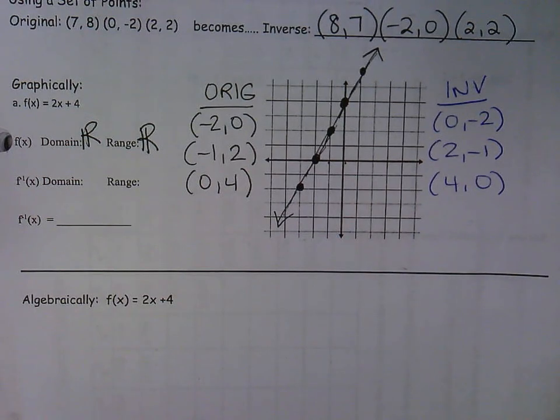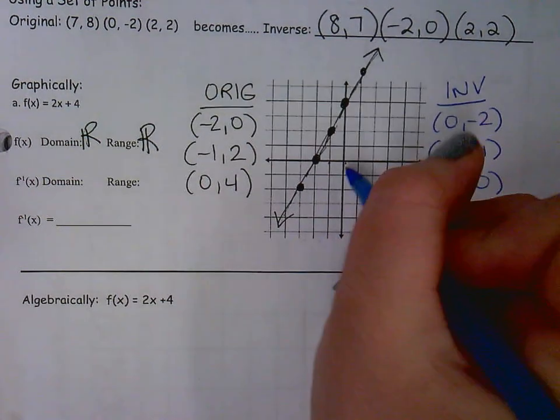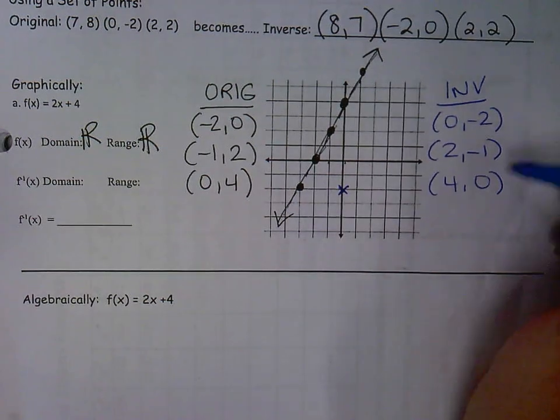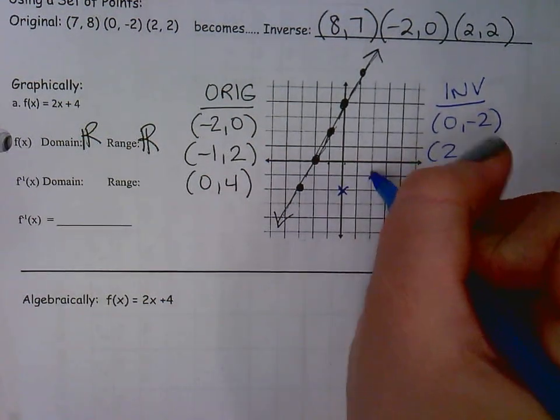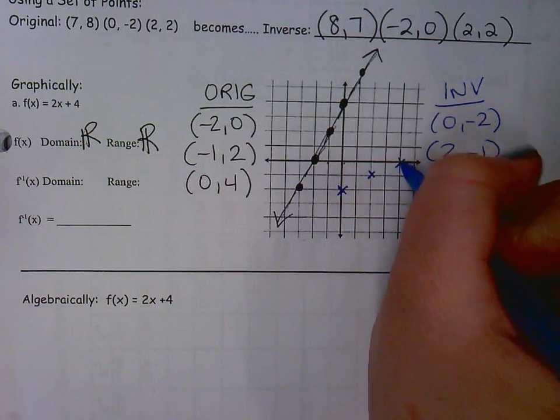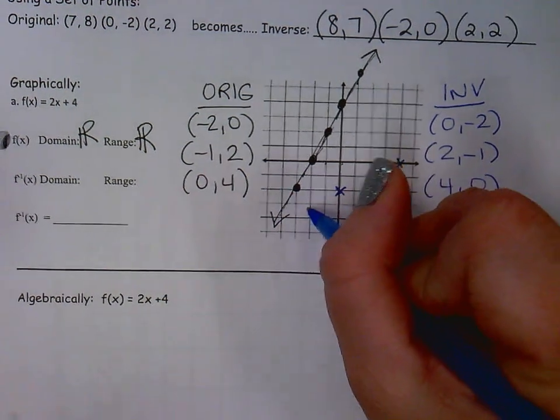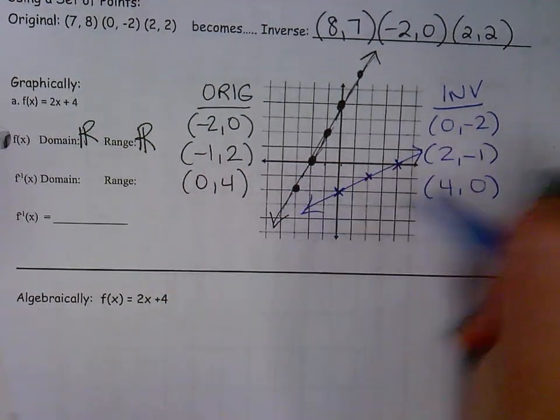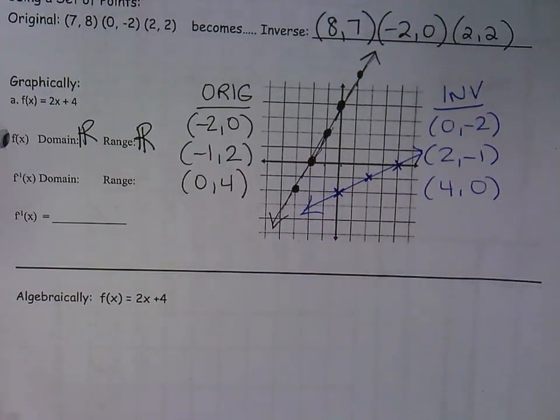If you don't have a different color, maybe use little x's or something. Like 0, -2, I'll put an x. 2, -1, I'll put a little x. 4, 0, I'll put a little x. So my blue x's are my inverse function of that line. And someone's going to come up with the equation for me, because you can figure out your slope and y-intercept of those blue x's. So I'll give you like 20 more seconds, and you're going to tell me what my function is, that blue line.